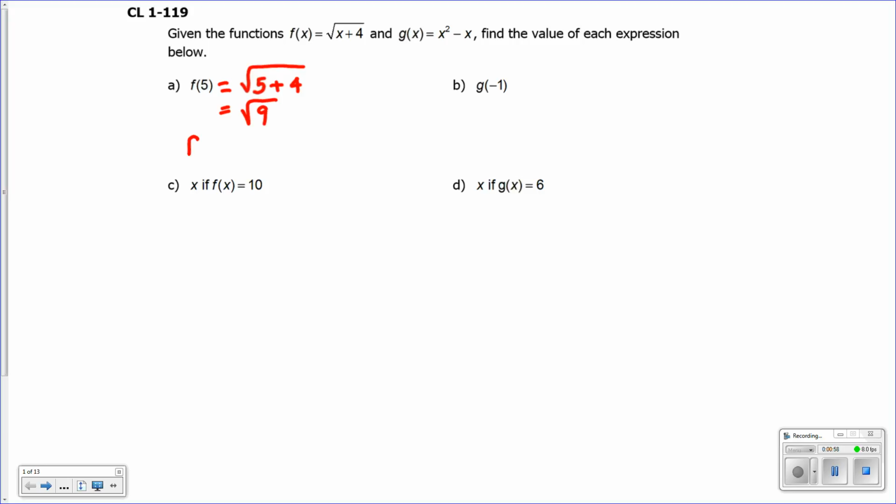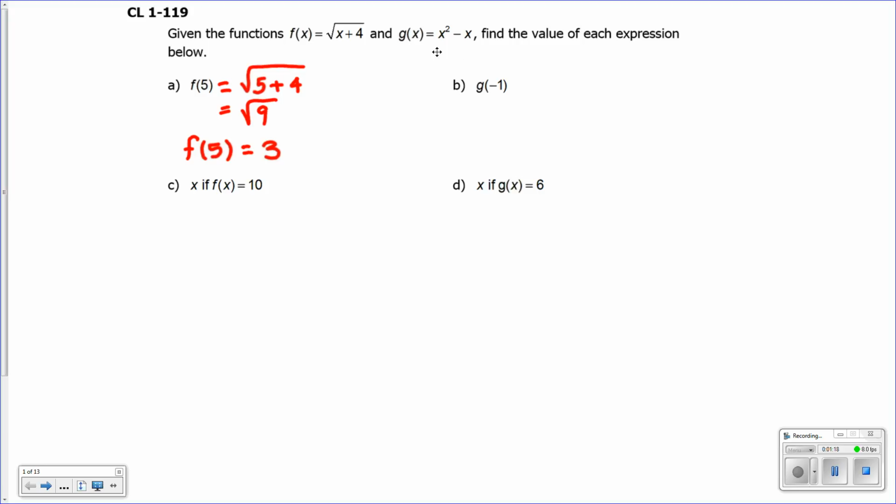So our final answer should be f of 5. Remember, this is what's been input, and we're showing what the output is going to be. So f of 5 equals 3. That is the answer for A. Letter B, we're going to look at function g.